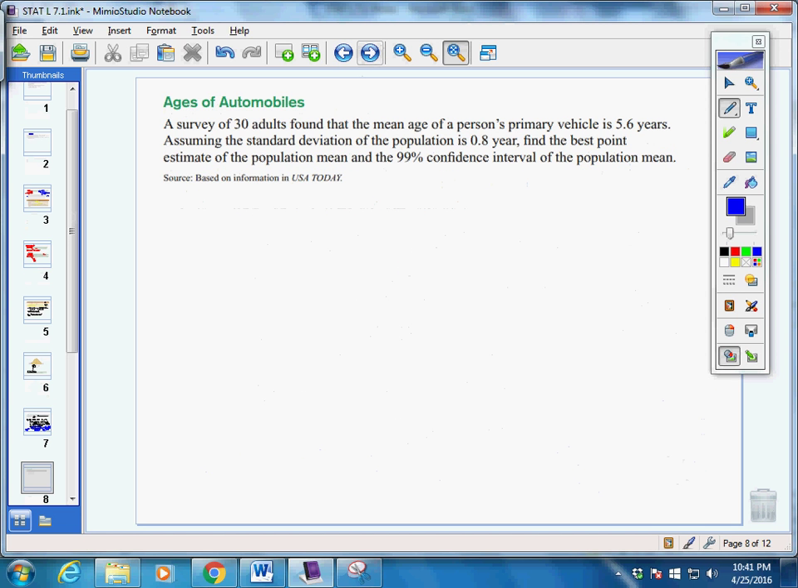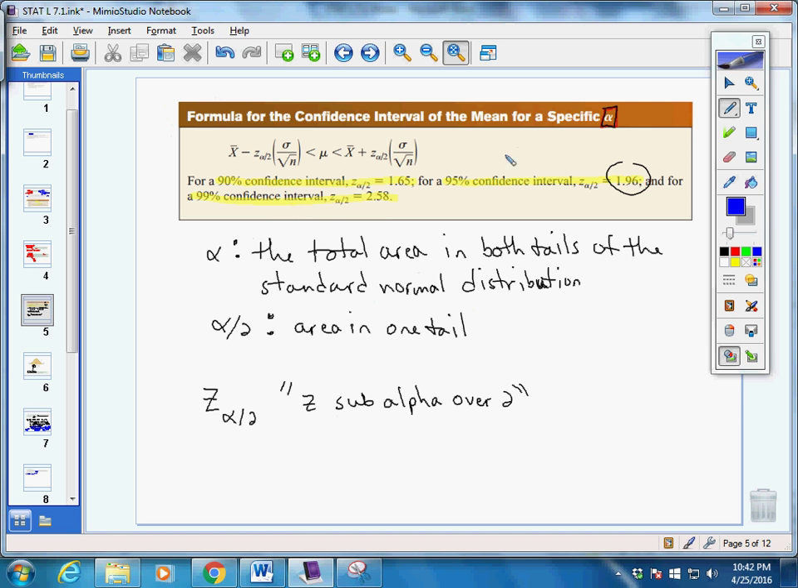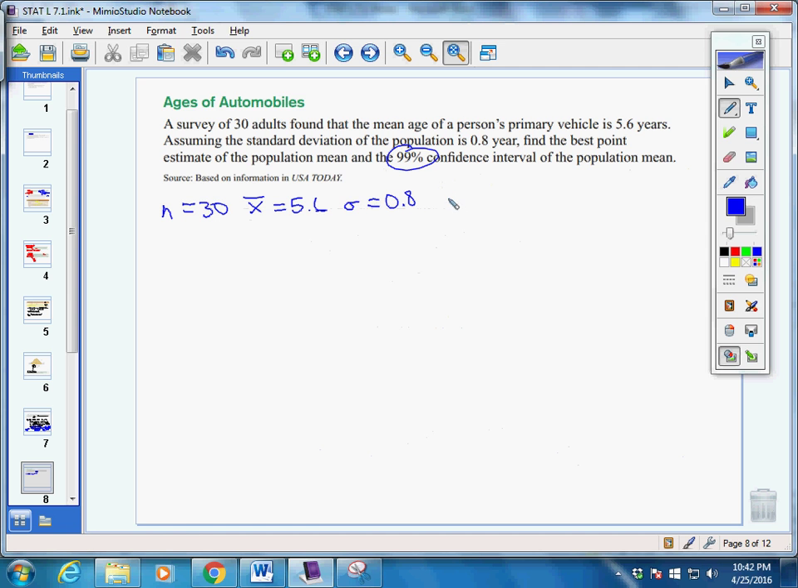Okay, let's do the same thing. Ages of automobiles. We have 30 adults here, so there's our n. The mean age is 5.6 years of that automobile. The standard deviation is 0.8, and we want 99% confidence. Well, if you go back to this information here, 99% is 2.58. So our z sub alpha over 2 is going to be 2.58.